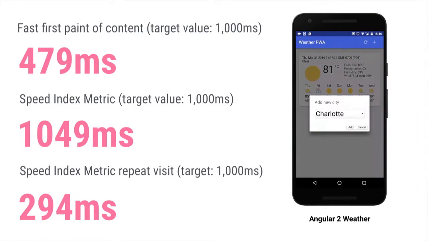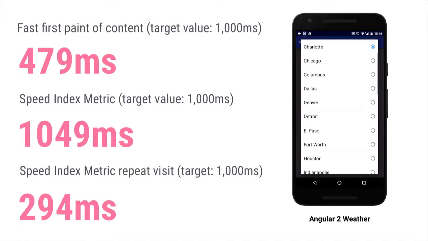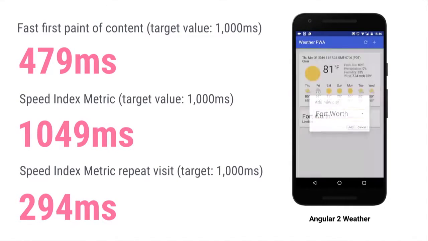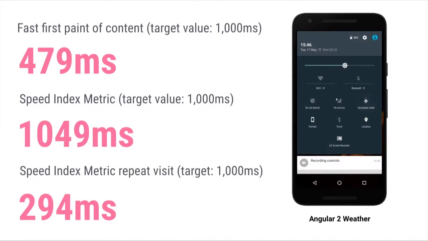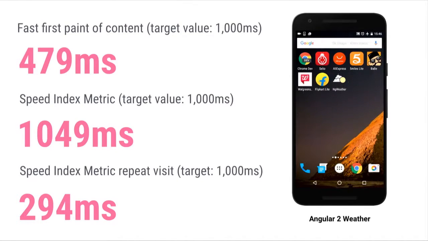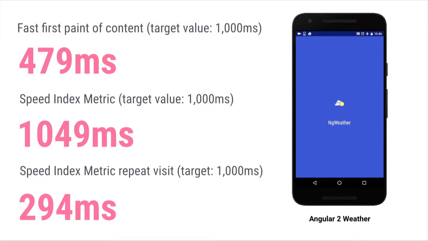First paint is happening at 479 milliseconds. Speed index is almost exactly where we want it to be. It's very, very close to 1,000. And repeat visit is close to nothing. You're getting what's basically an instant application on repeat visit. This is kind of awesome.